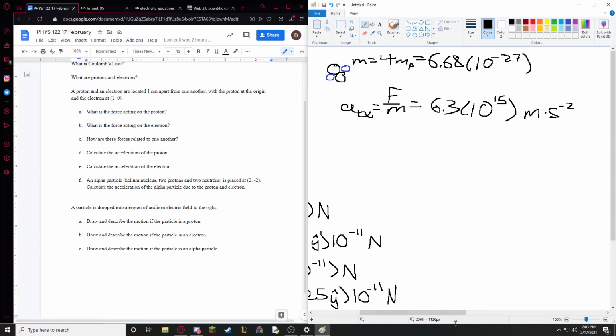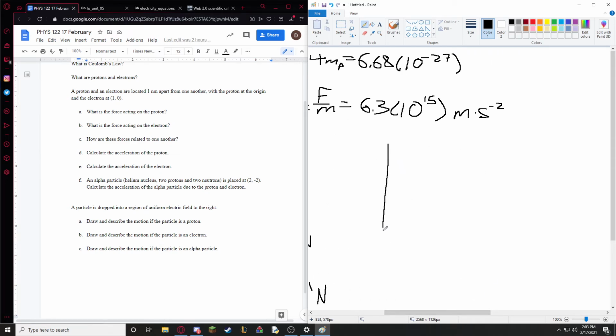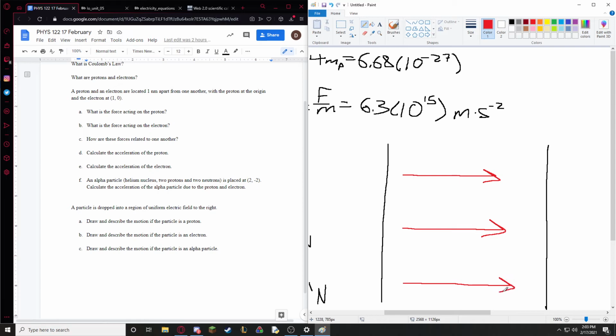So we're going to have an electric field. We have this tunnel here, and we have an electric field that's going to go directly to the right. Let me color that yellow. So we have our electric field E, which is directly to the right. And we're going to drop some particles into it.